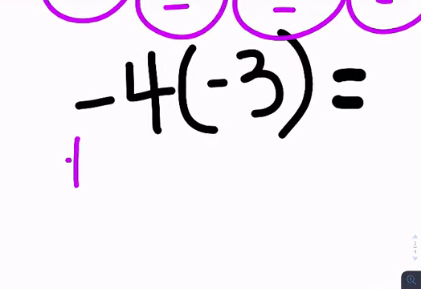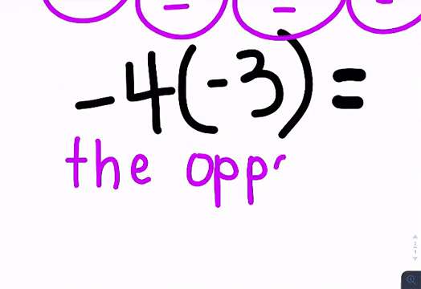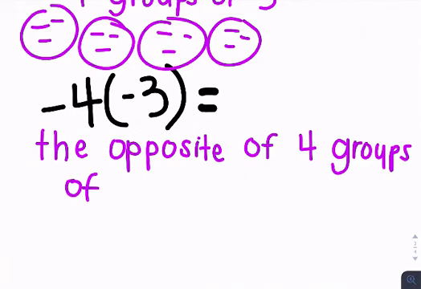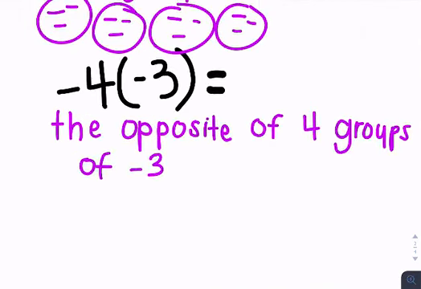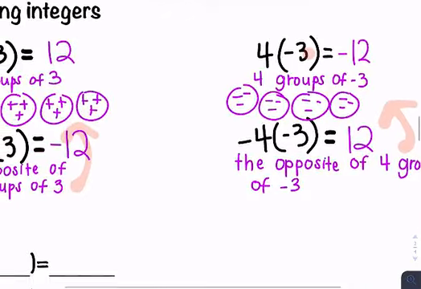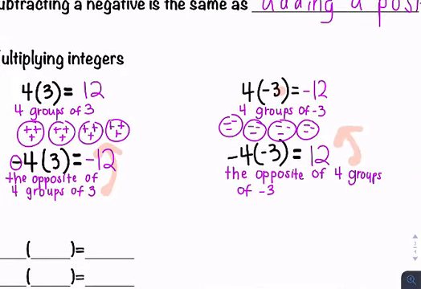And this one I would say is the opposite. So negative 4 times negative 3 is the opposite of 4 groups of negative 3. So we have 4 groups of negative 3 right here. I'm not going to draw it again, but the opposite of that would be positive 12. So I'll zoom out a little so you can see all that.